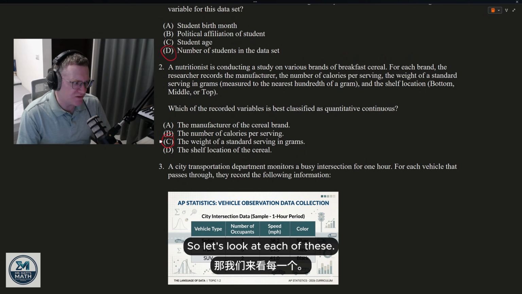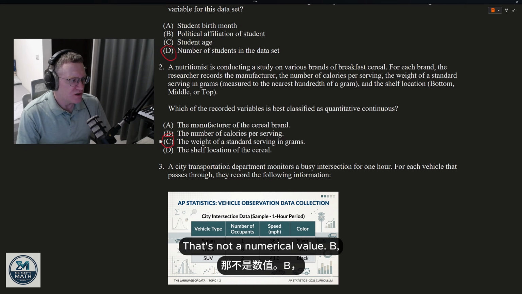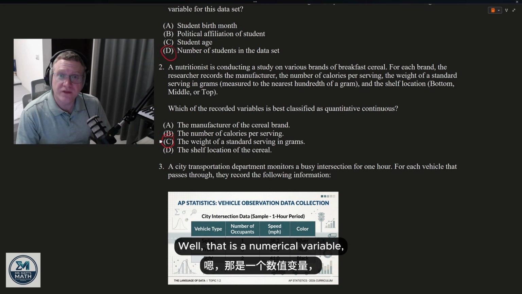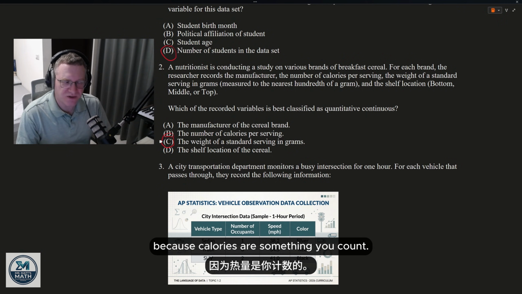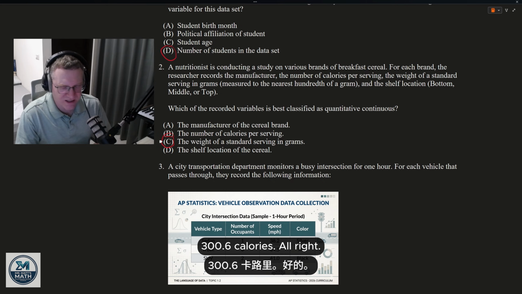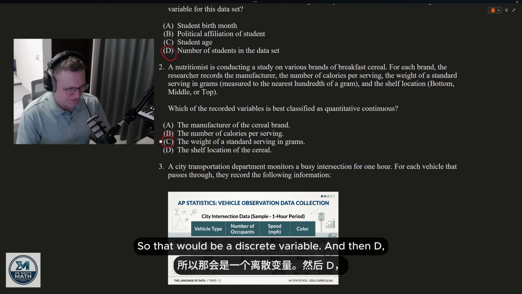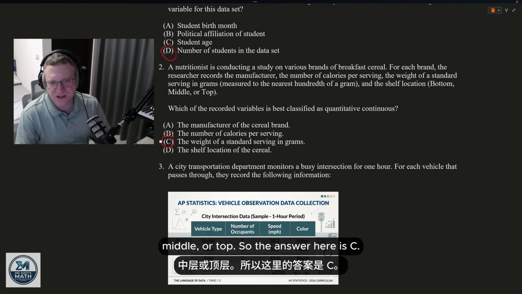All right, so let's look at each of these. A, the manufacturer. That would be a categorical variable. That's not a numerical value. B, the number of calories per serving. Well, that is a numerical variable, but it isn't continuous because calories are something you count. How many calories are in it? We never say there are 300.6 calories. All right, so that would be a discrete variable. And then D, the shelf location. Well, that's obviously a categorical variable, bottom, middle, or top. So the answer here is C.